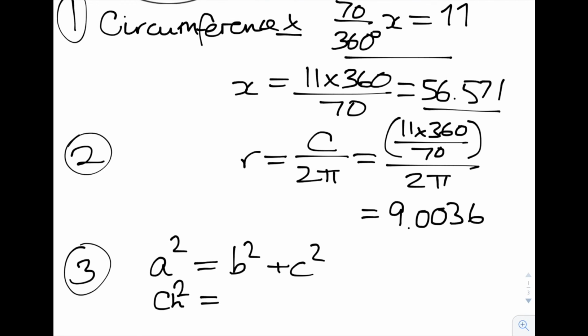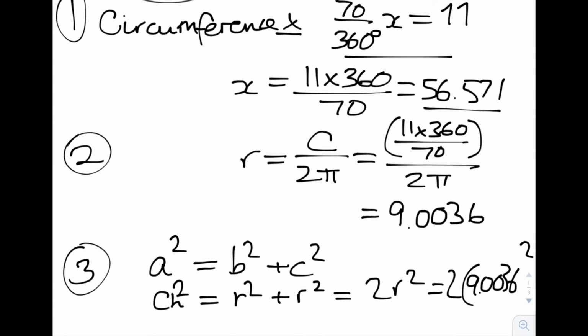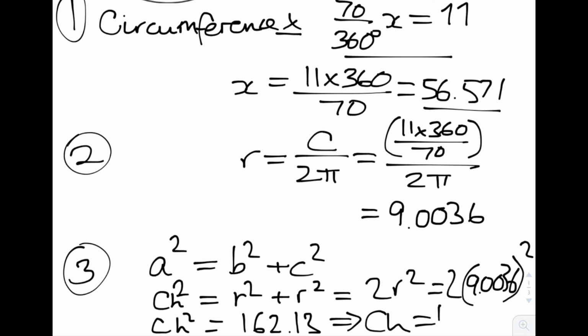So CH squared is equal to r squared plus r squared, which is the same as 2r squared, which is the same as 2 multiplied by 9.0036 squared. CH squared is equal to 162.13. And so that means that CH, the length of the chord, is the square root of 162.13, which is 12.7 to 1 decimal place.